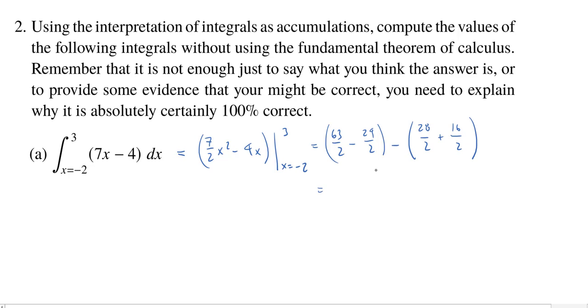And let's see, how many over 2's do we have? 63 minus 24, that's going to be 39, minus another 28 of them. So 39 minus 28 is 11. And then minus another 16. So that should be like, negative 5 over 2?